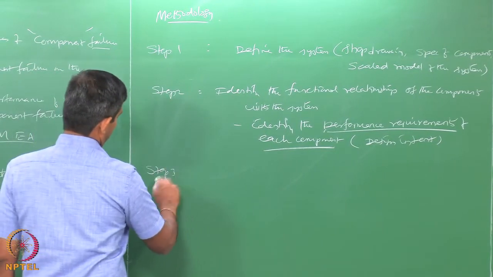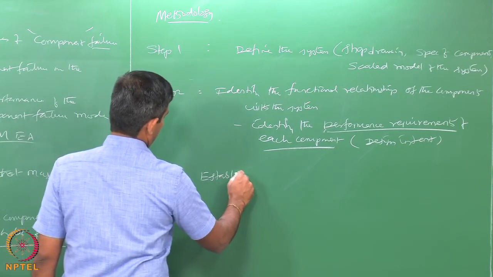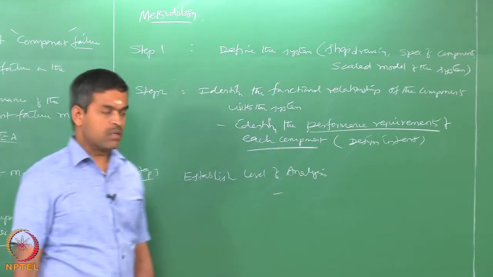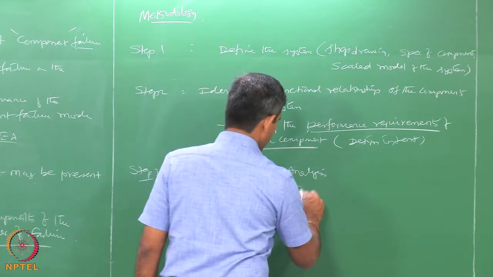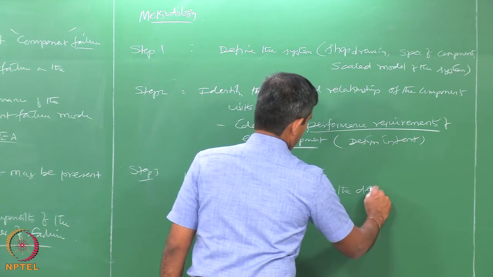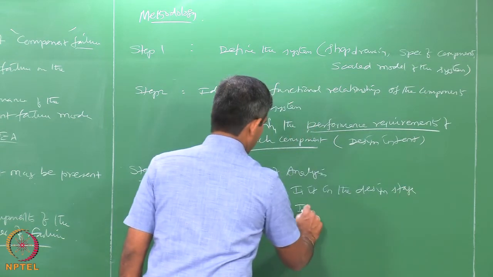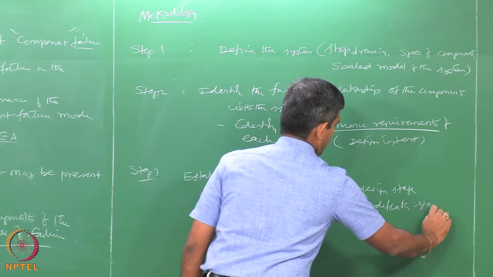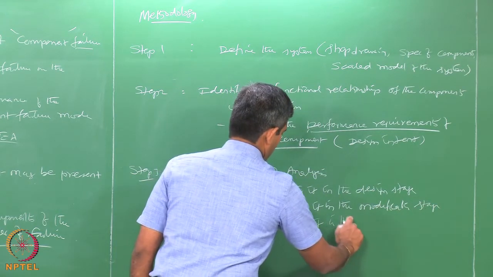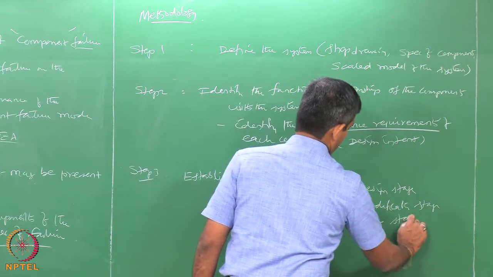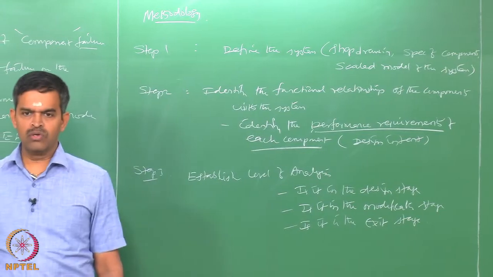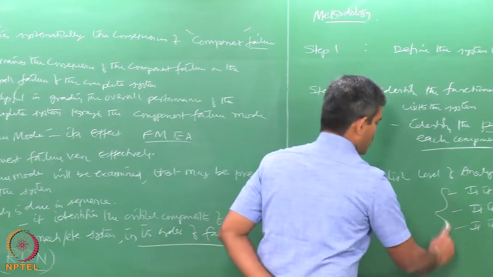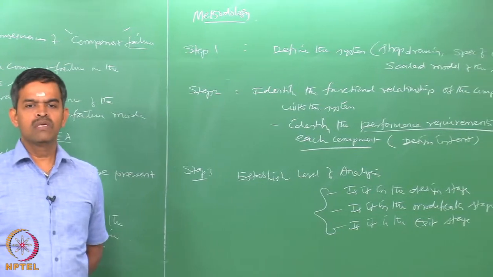Step number 3, establish the level of analysis. Is the component or the product in the design stage, is it in the modification stage, is it in the exit stage? I mean, you do not want this product to be used anymore, you want to discard the product because of its risk involved in the whole process line. So, at what level you are doing FMEA is also to be prefixed before the study starts.